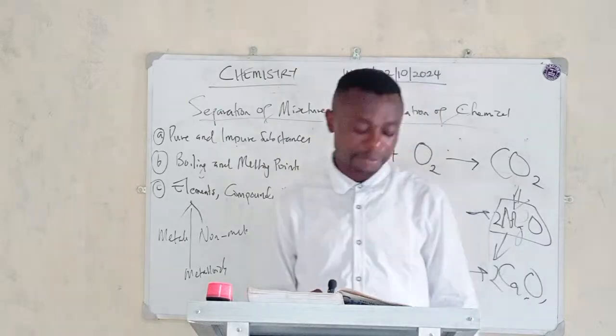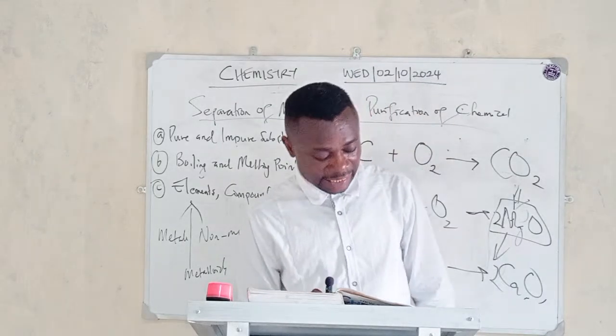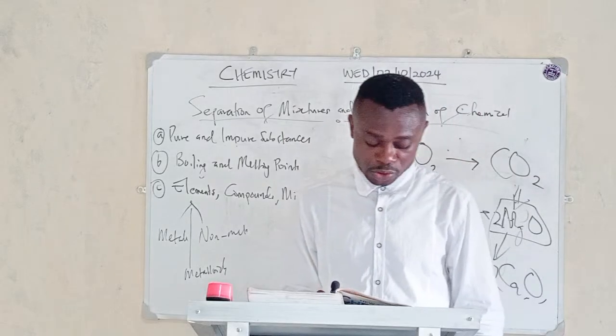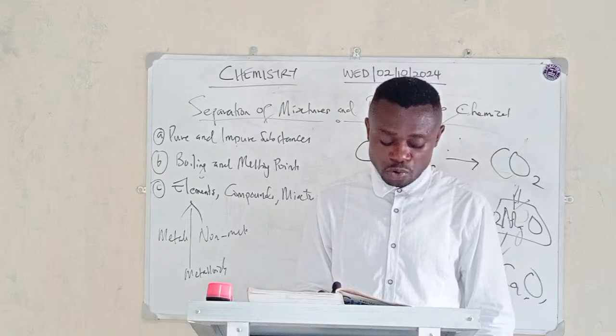You can put it down. Metals are generally reducing agents. Do you know why they are reducing agents? Because they tend to lose electrons. They tend to ionize by losing electrons.